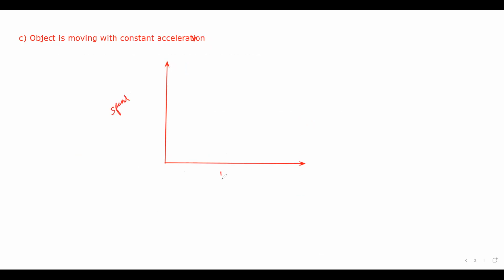And the third case, when an object is moving with constant acceleration, or constant change in the speed. So what will be the shape of the graph? If we have speed and time, this is representing the constant acceleration, so it will be a straight line.